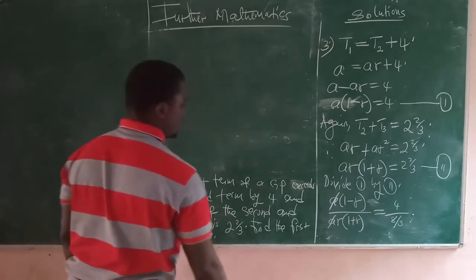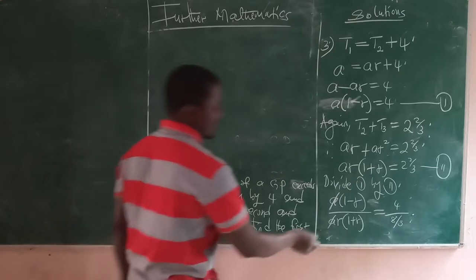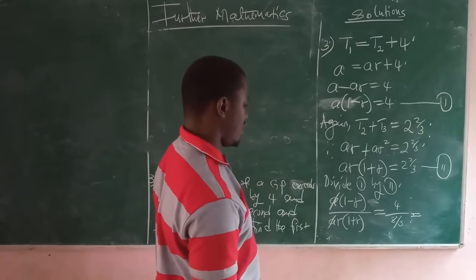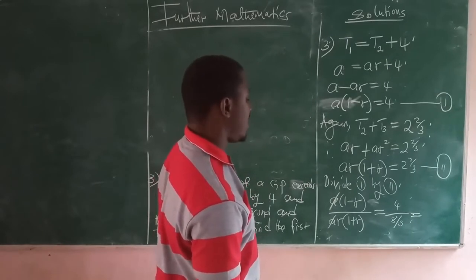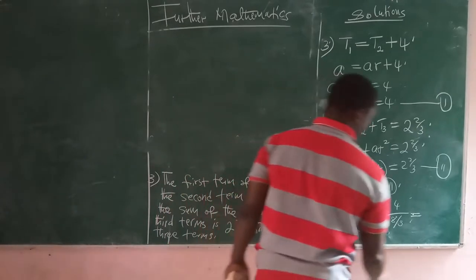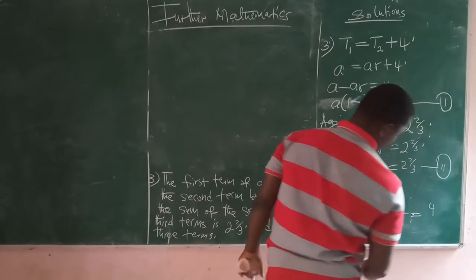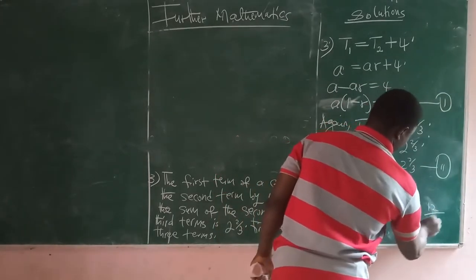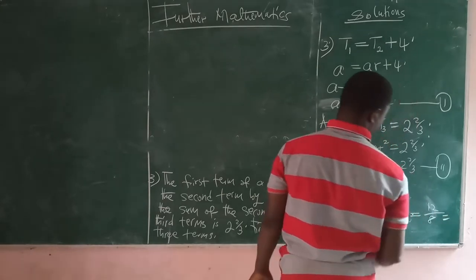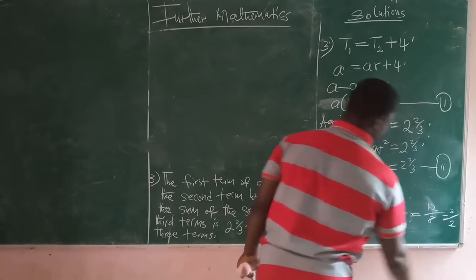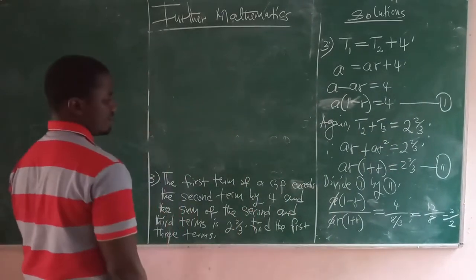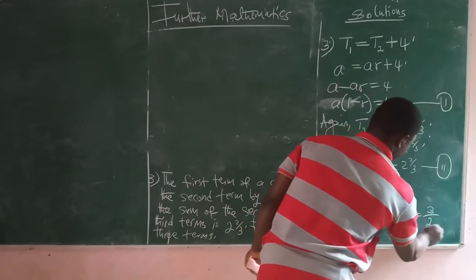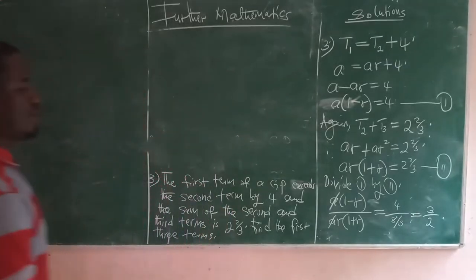Let me simplify this. This divided by this. If I divide 4 by 8 over 3, I'm going to have 4 into the 3 is 12, 12 over 8, which is equal to 3 over 2. So this is going to be 3 over 2. Let me write it neatly. Yeah, it's going to be 3 over 2.